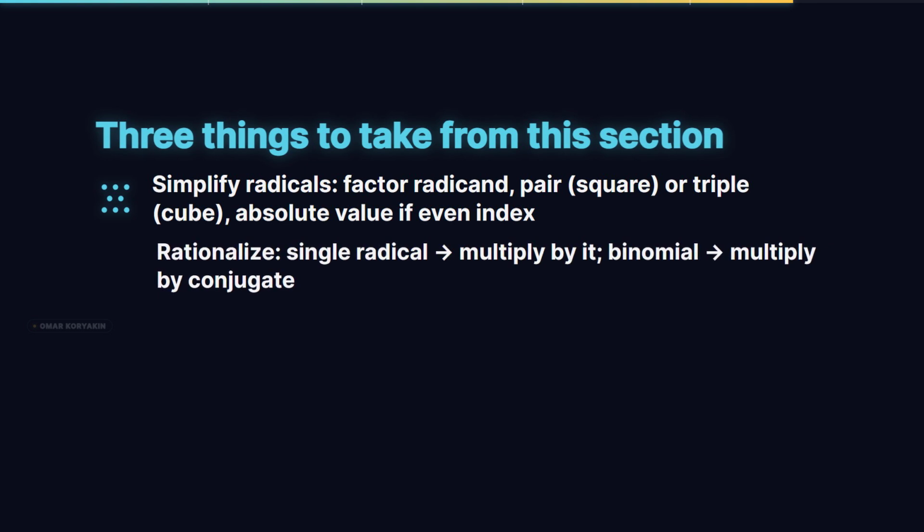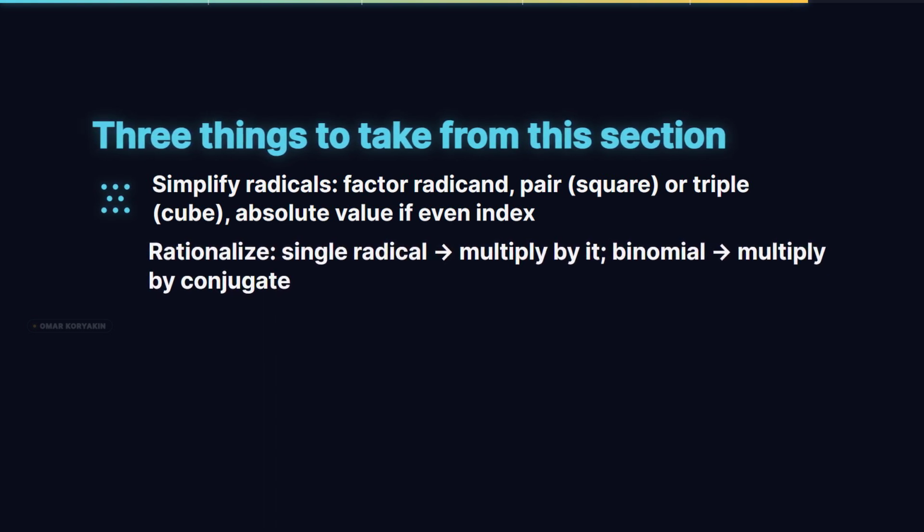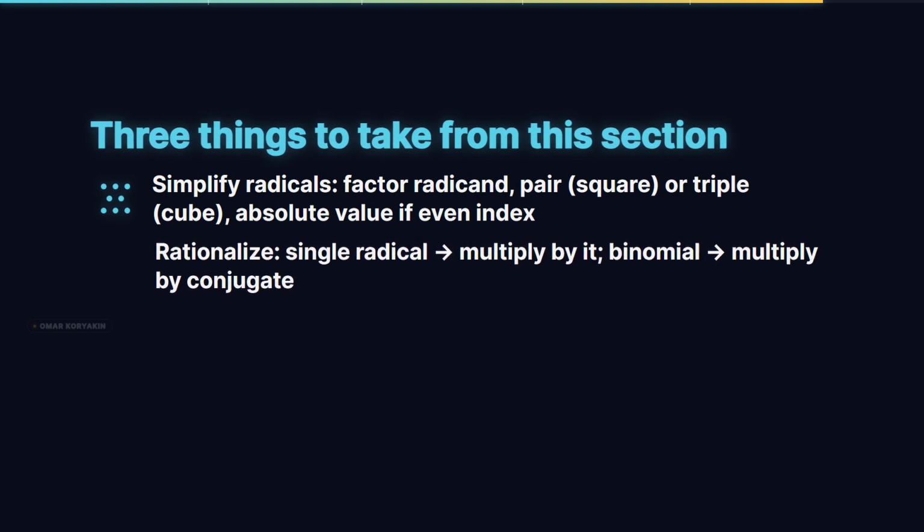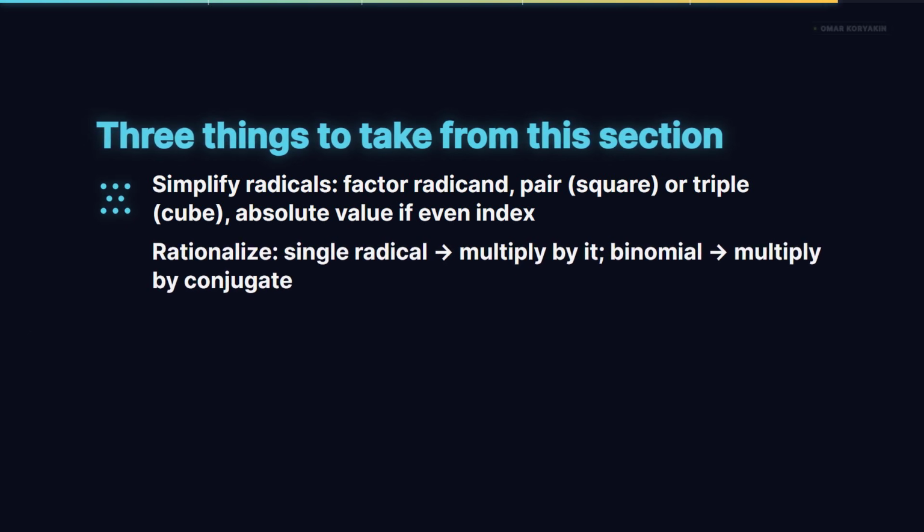Rationalizing. Single radical denominator, multiply numerator and denominator by that radical. Binomial denominator with a radical, multiply by the conjugate. Both moves rely on the difference of squares identity from Section 8.